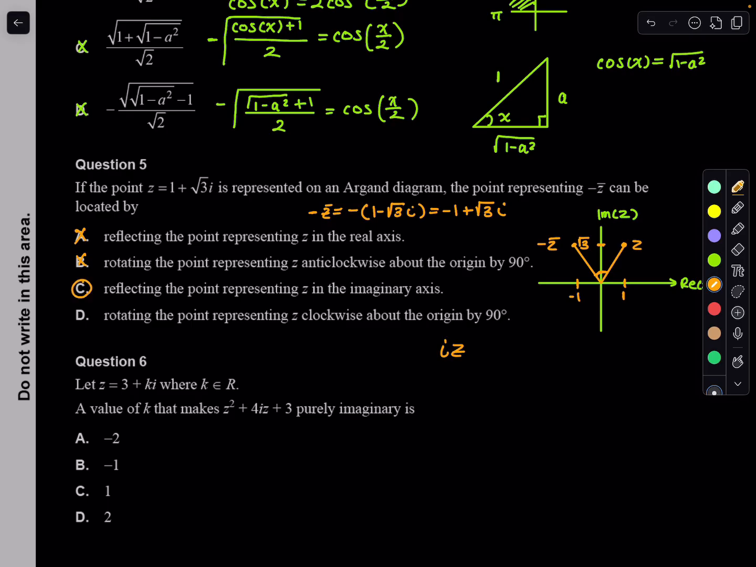Absolutely correct. As you can see, that's what we said. And so what about D, rotating? So rotating the point representing Z clockwise about the origin. Nope, absolutely wrong. So keep it as 5C.